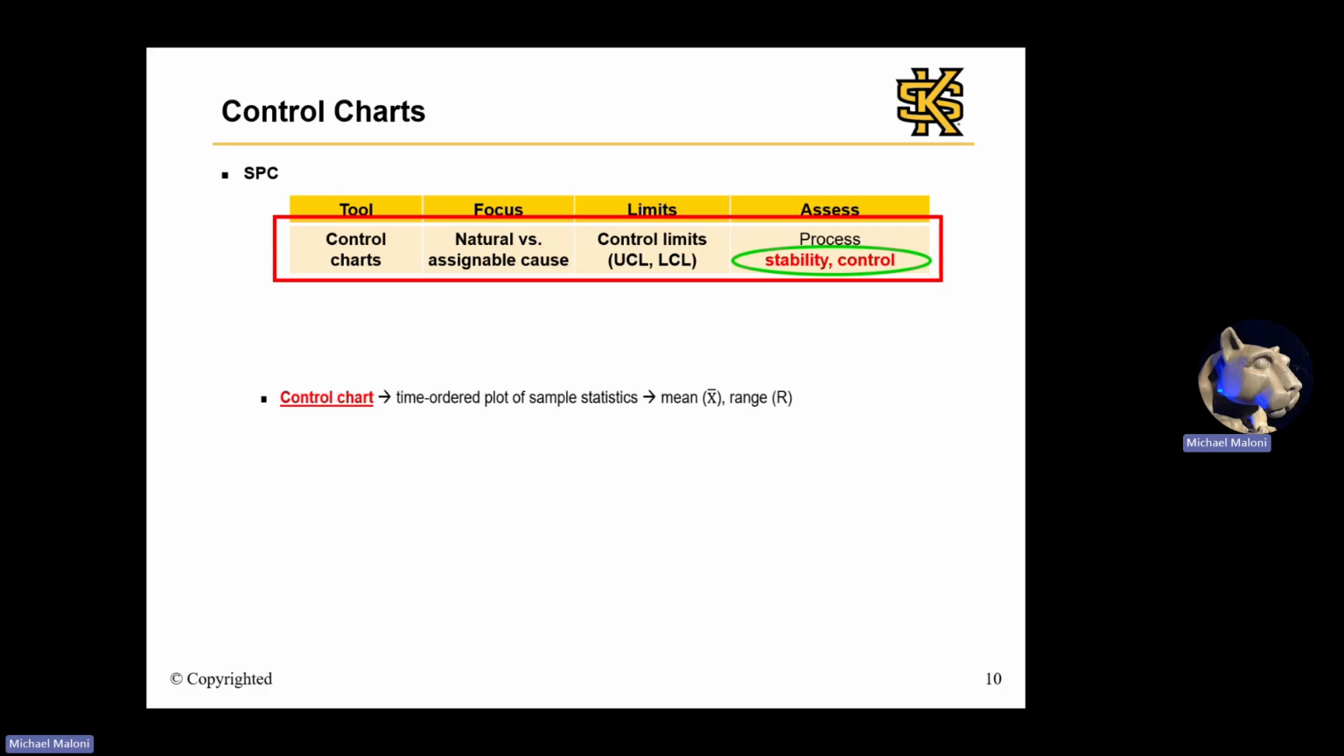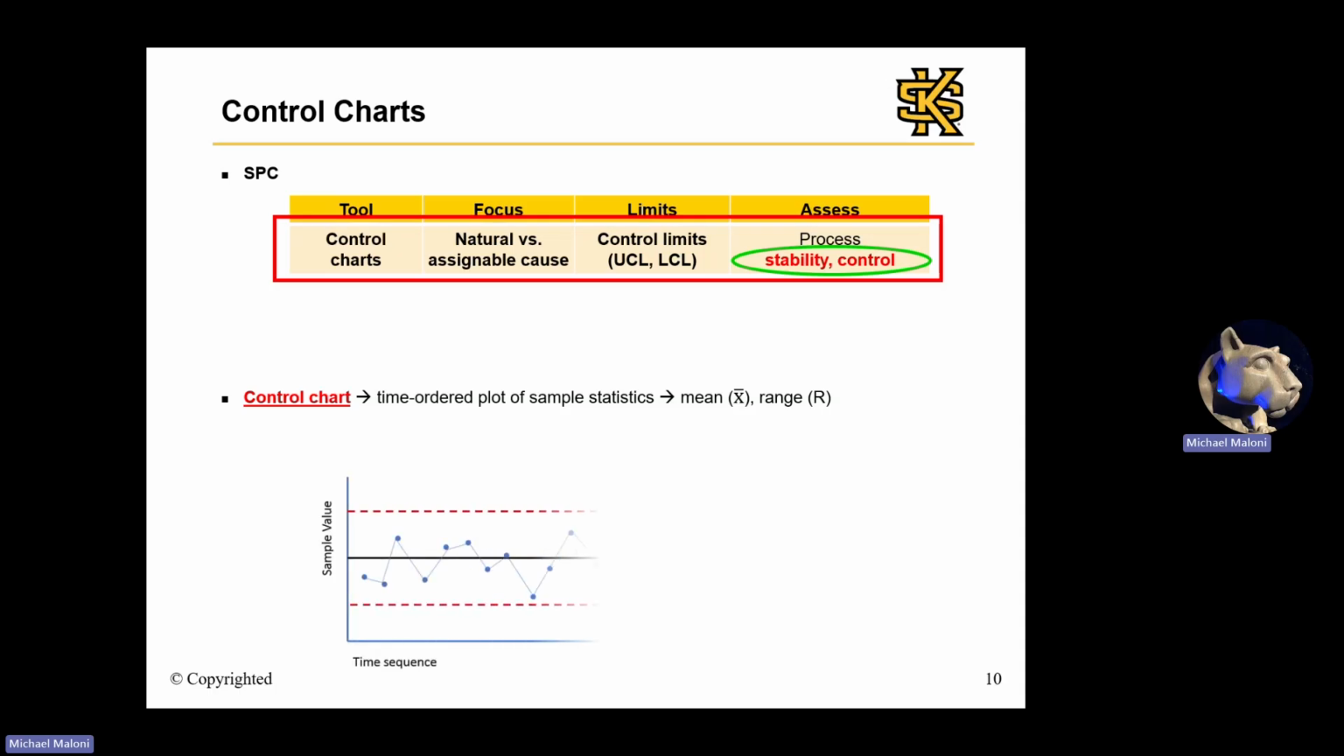A control chart is a statistic that's plotted over time. We can plot the mean, the X bar, to see if the average is stable, and we can also plot the range to assess if the variability is stable. And we'll clarify these later in this chapter.